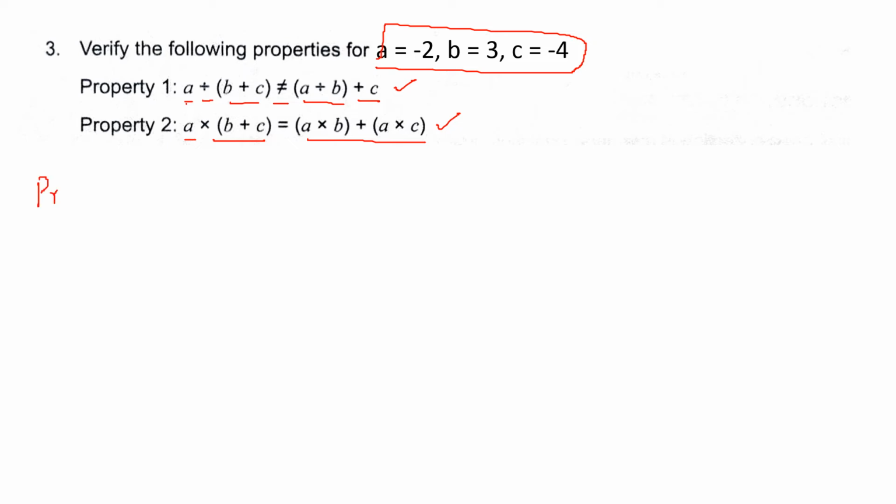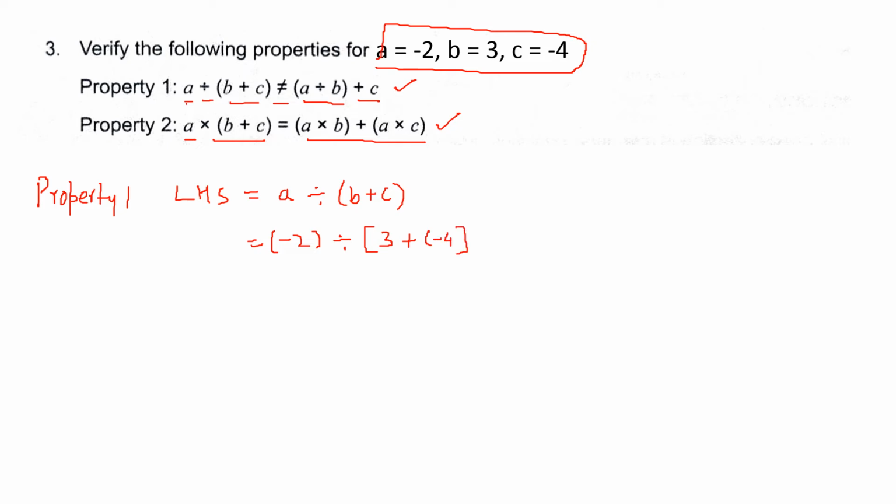Let's start with property 1, and let's start with the left hand side. The left hand side says a divided by (b plus c). So let's use the values given. The value of a is -2, so I'll put here -2. I prefer to put negative numbers in brackets to avoid any confusion. Similarly here also let me use a big bracket because for c I'll be using small brackets. So b is 3 and c is -4.